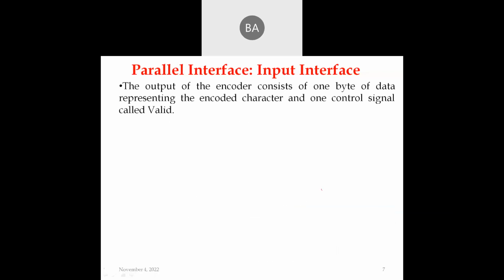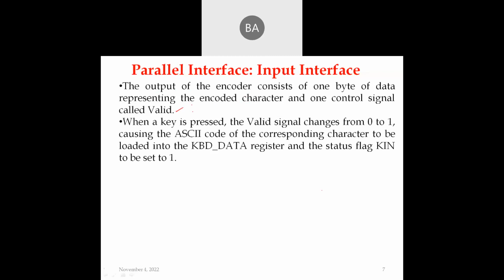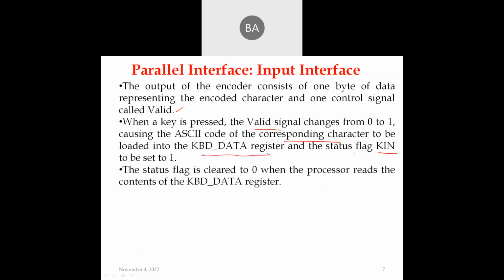So the parallel interface, which we are calling the output of the encoder, consists of one byte of data representing the encoded character and one control signal called the valid control signal. When a key is pressed, the valid signal changes from 0 to 1, causing the ASCII code of the corresponding character to be loaded into the KBD_DATA register, and the status flag K is set to 1. The status flag is cleared to 0 when the processor reads this KBD_DATA register.